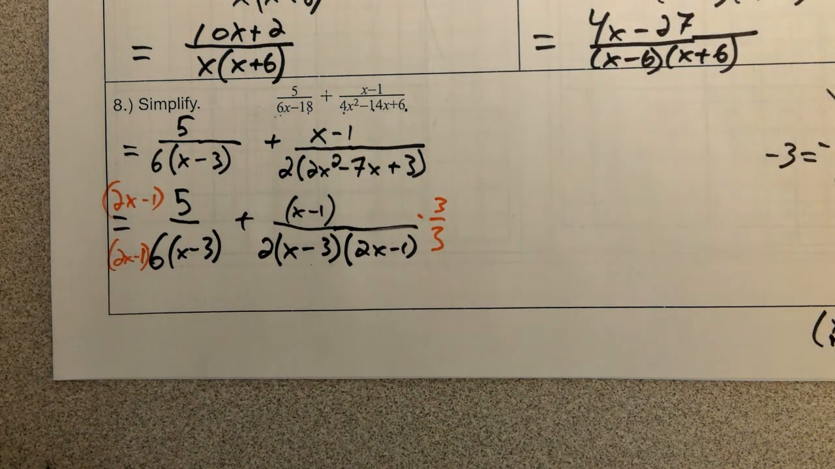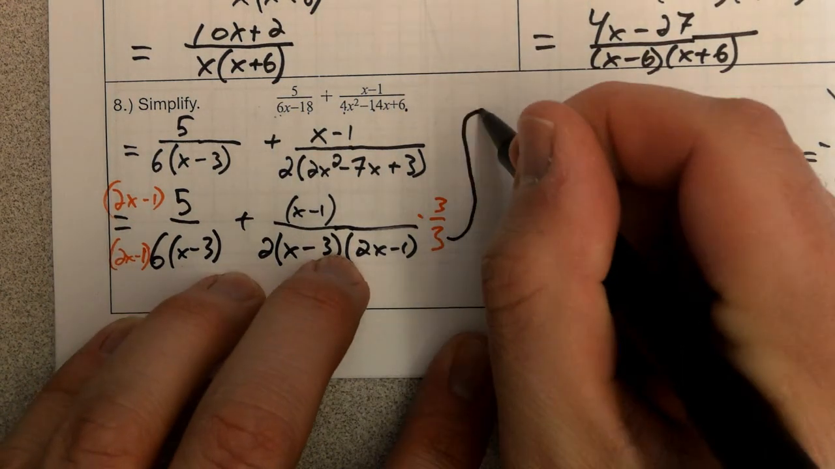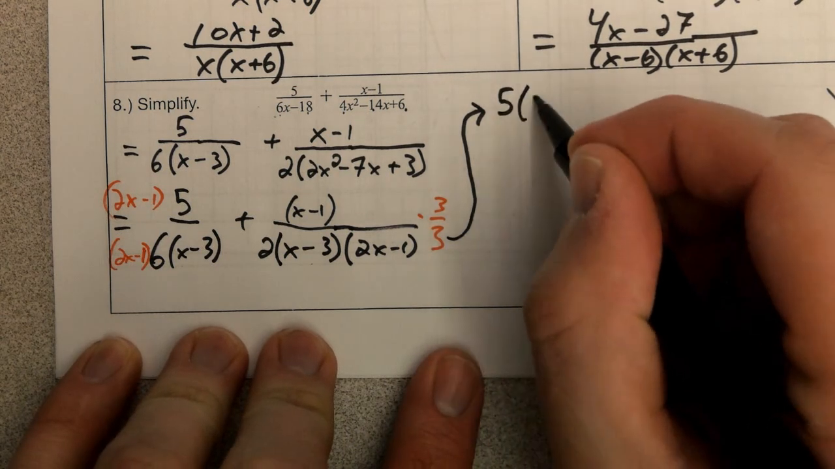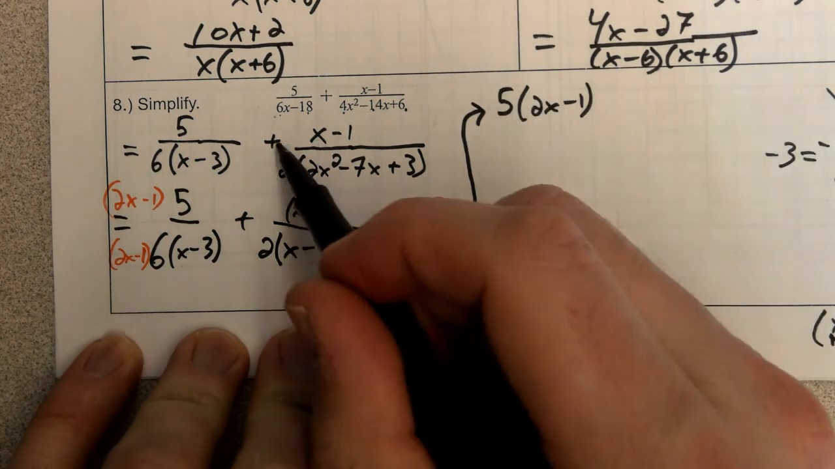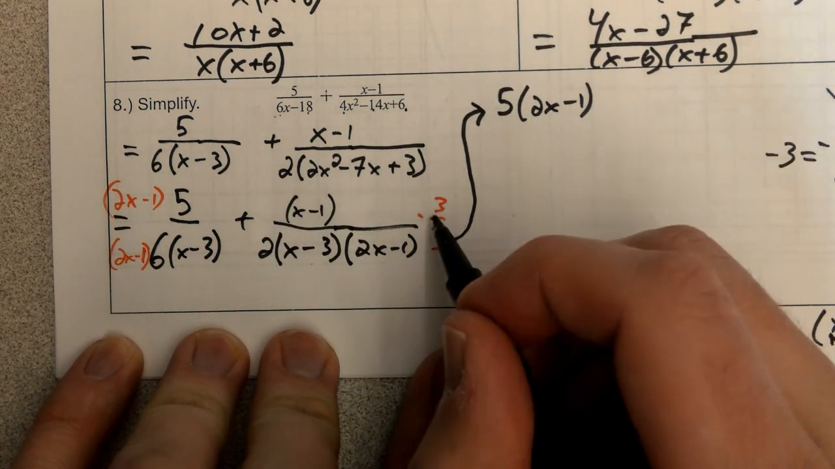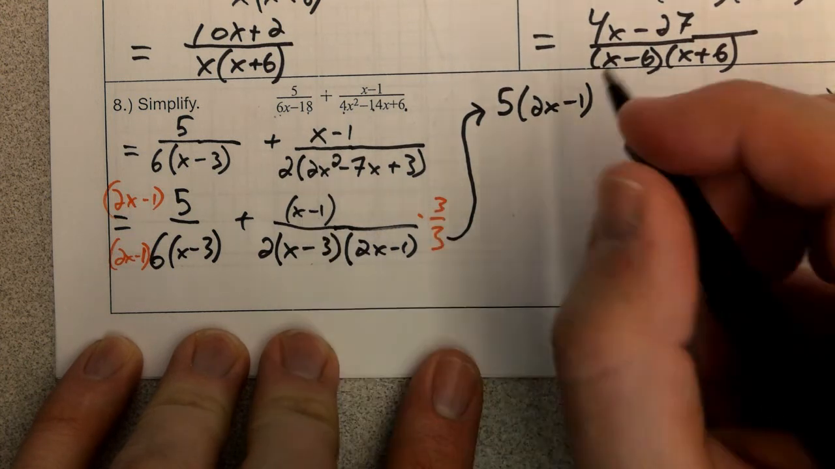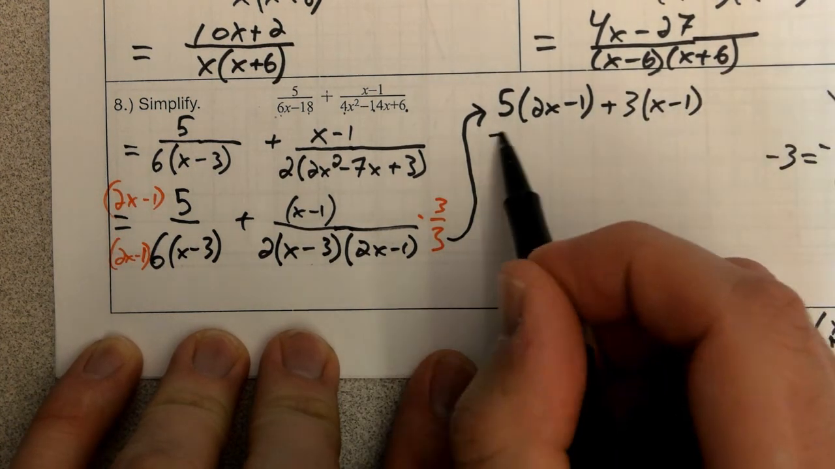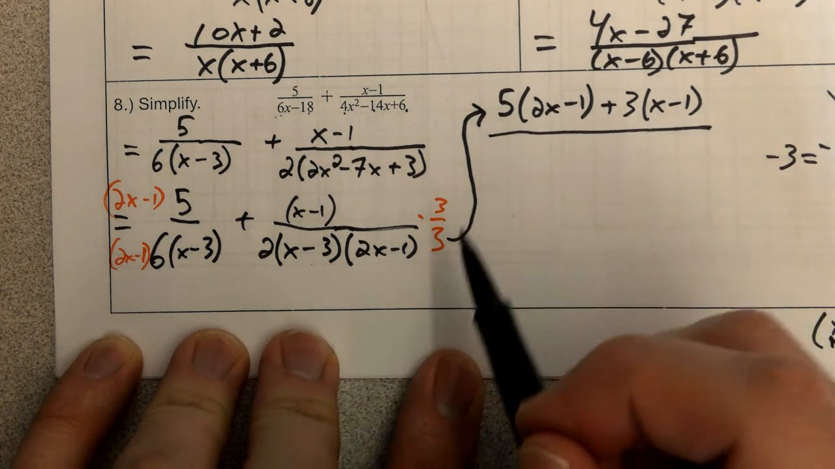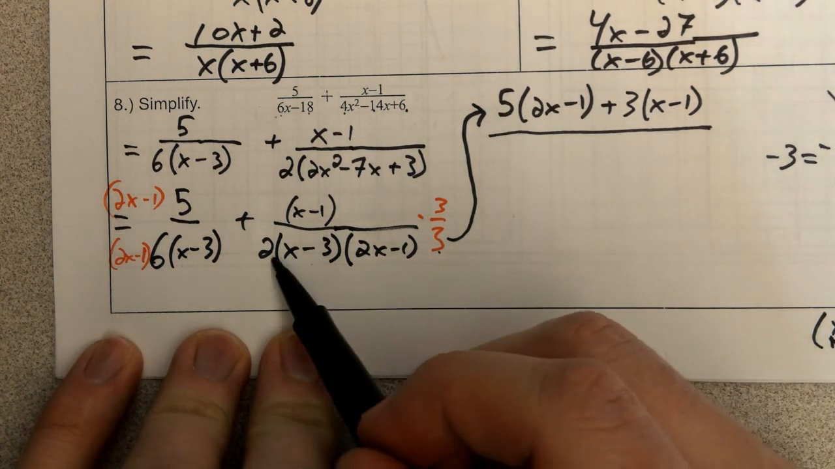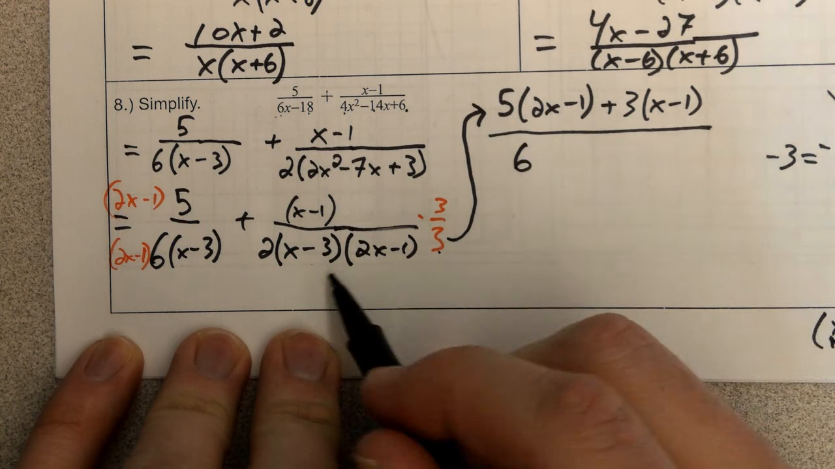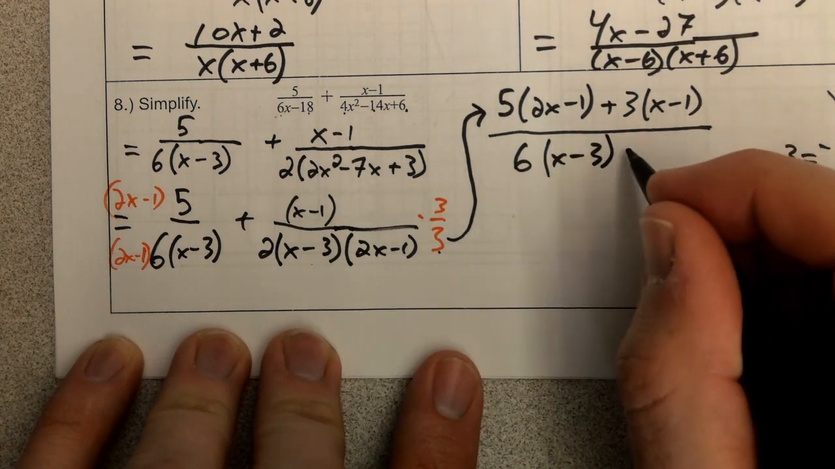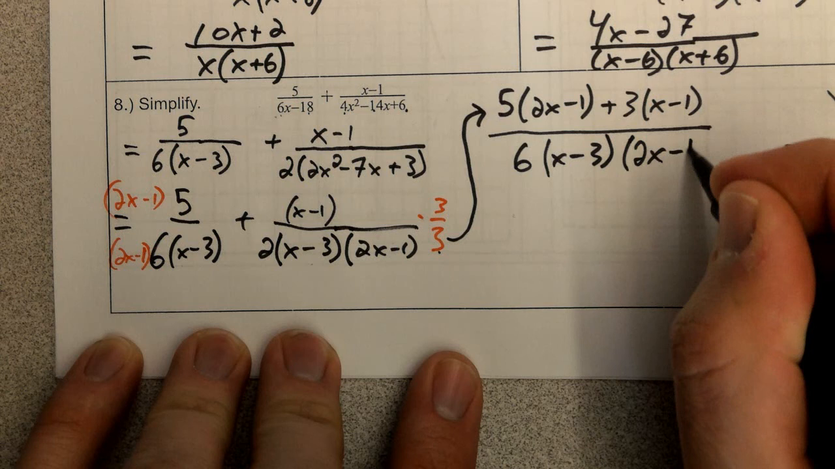All right, let's move up here so that we don't make things too confusing. So here I have 5 times 2x minus 1 plus x minus 1 times 3, right? 3 times x minus 1 needs to be up there. That's all going to be divided by the common denominator, which is going to be 3 times 2 is 6, so it's going to be 6, x minus 3, 2x minus 1. I just did that in one step, and that's fine.